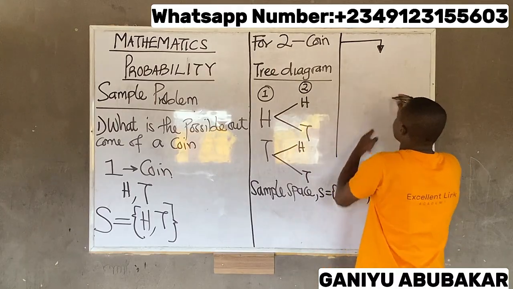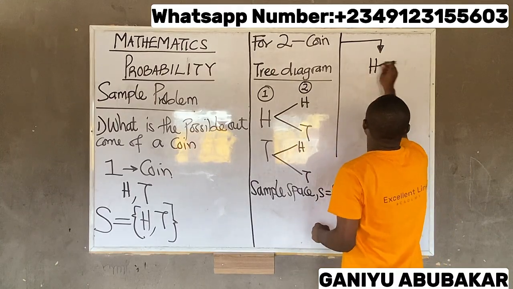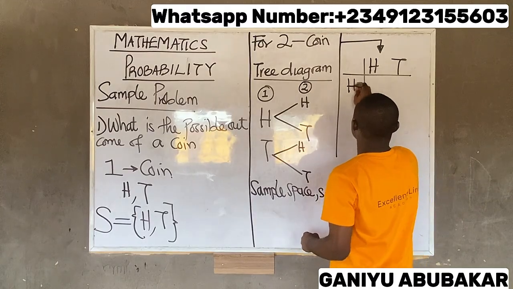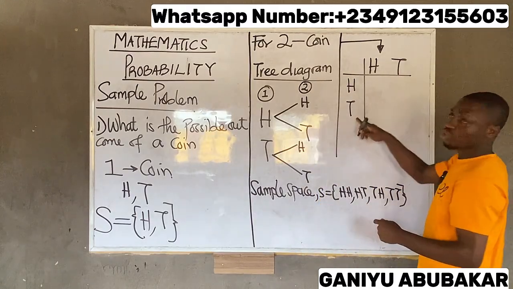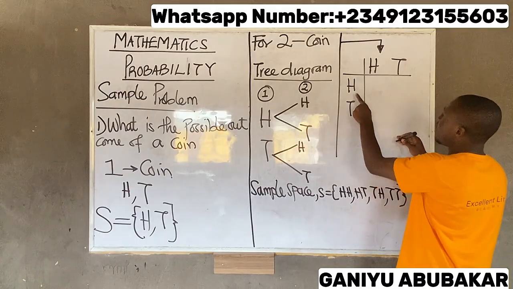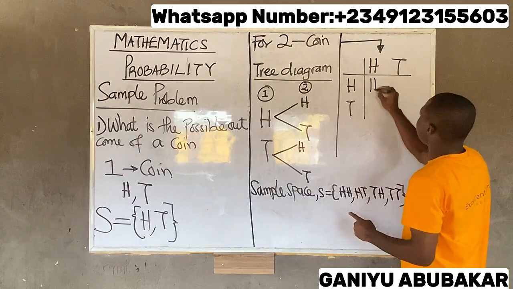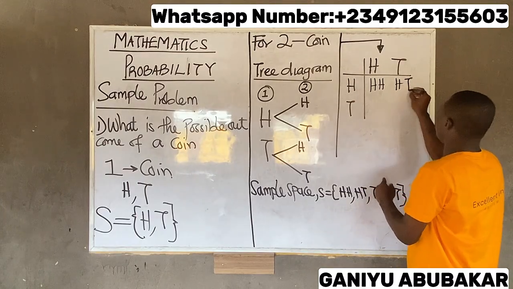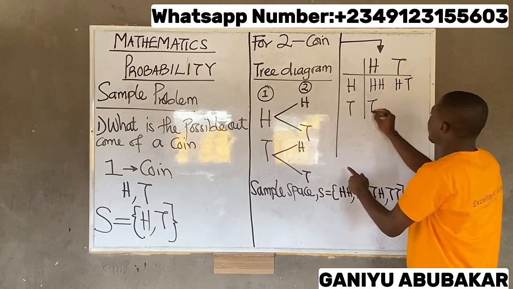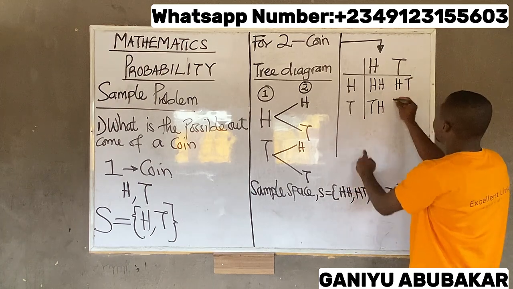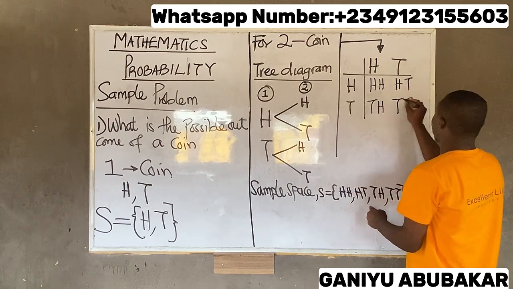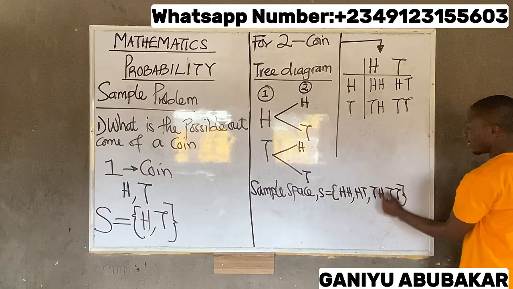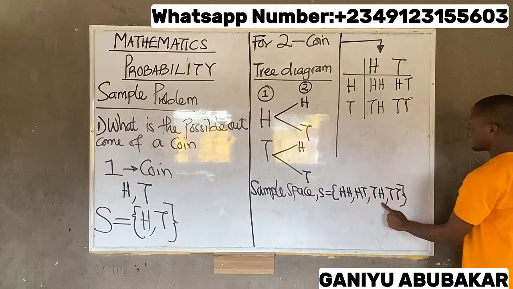For two coins, another way to do it is this. Let's say head and tail is for one coin. Another head and tail is for the second coin. Now, I will do it this way. Head and head. Head and tail. Tail and head. Then tail and tail. If you observe, head and head, head and tail, tail and head, tail and tail.